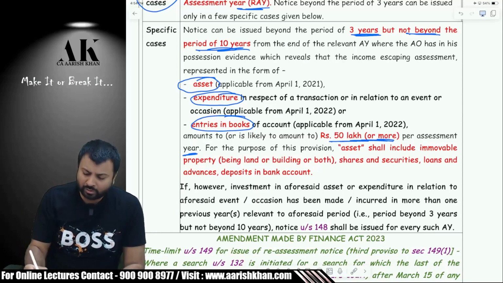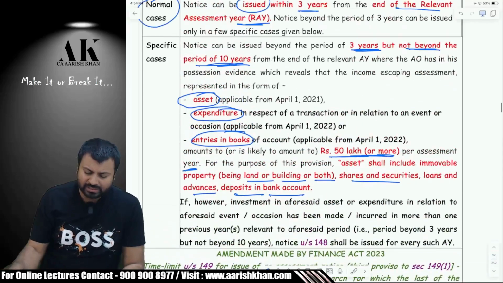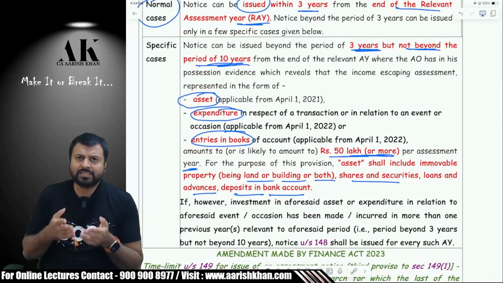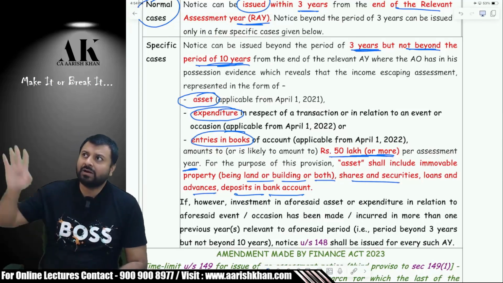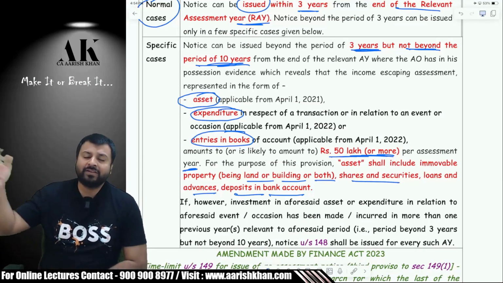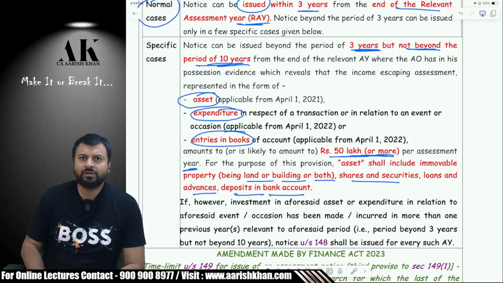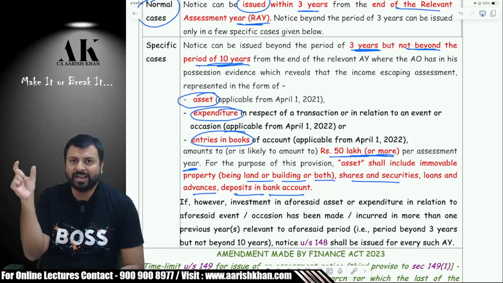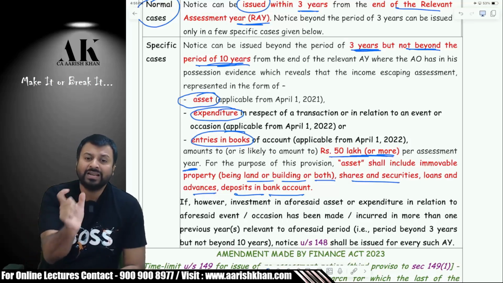Sir, what does asset include? Asset includes immovable property, land and building, both shares and securities, loans, deposits in bank account. These are the things which are there in the definition of asset. Be very careful. For example, previous year 23-24, assessment year 24-25, you have purchased some land of 80 lakh rupees. Now after 7 years the AO caught you and asked you from where you got the land. You said that you purchased this from previous year 23-24 income. So the AO can open reassessment even after 7 years, because your income is 50 lakhs or more and it is represented in the form of what? Land, which is an asset.